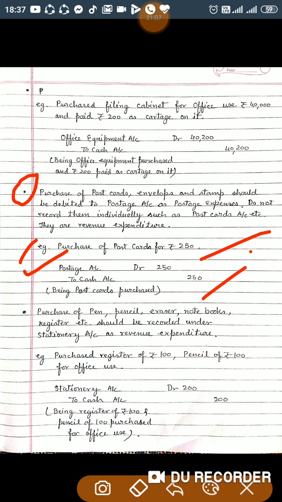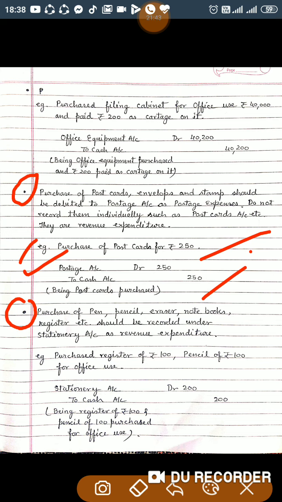Now another important point is, whenever you are purchasing pen, pencil, eraser, notebook, register, etc., they should be recorded under the heading stationery expenses or stationery account as a revenue expenditure, because stationery is a day to day expense of the business. So instead of debiting pen account, pencil account, eraser account, or notebook account, we will club all the accounts under one account, that is stationery expenses.